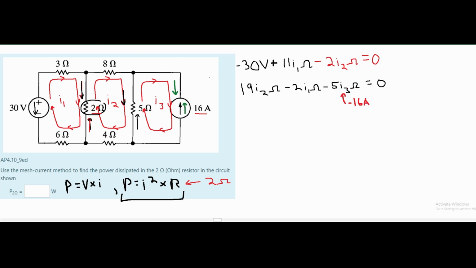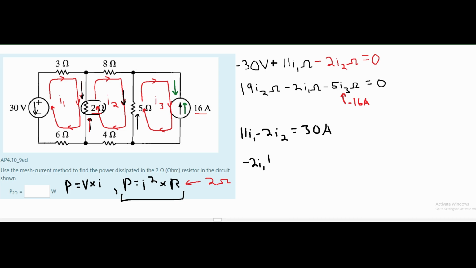Now we're just going to combine like terms and move some stuff around. So for the first one, I'm going to move the 30 volts to the other side and then divide everything by ohms. That way we're going to get 11 I1 minus 2 I2 is equal to 30 amps. And this makes sense because I is in resistance. We're going to do something similar for our bottom one. I'm going to have a negative 2I1, so this is in front. And then again, I'm dividing everything by ohms.